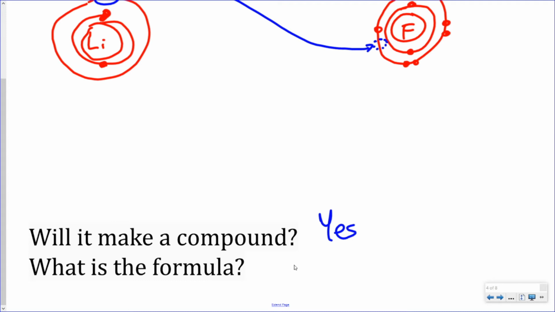So what is the formula? So the formula is LiF. What we do is we write the cation, or the one that's giving away the electrons, first, and we write the anion, or the negative ion, or the one that's receiving electrons, second. So we put LiF. If you wrote FLi, you would get a big X. This is not correct. Okay, so the cation comes first, anion comes second.